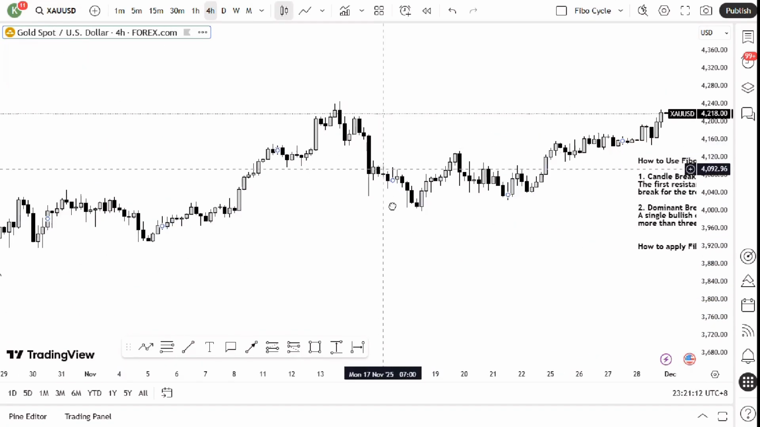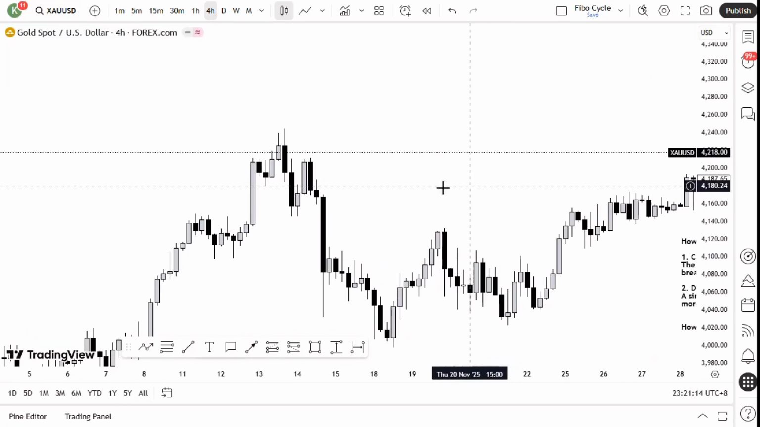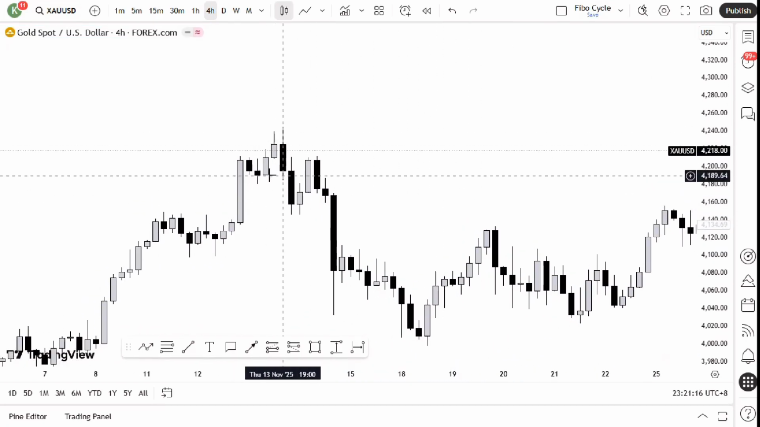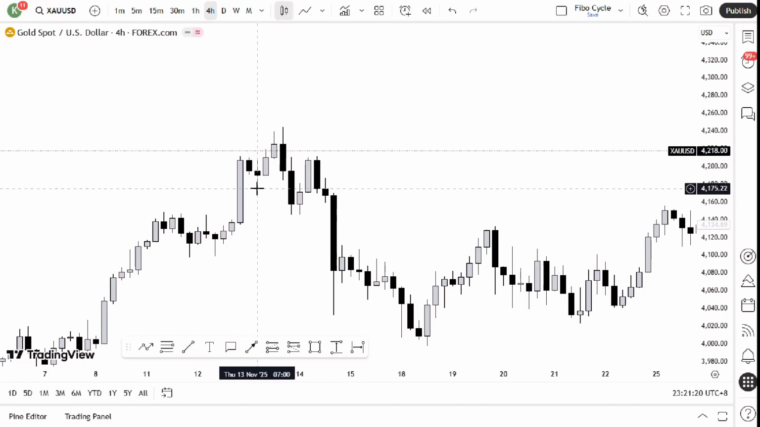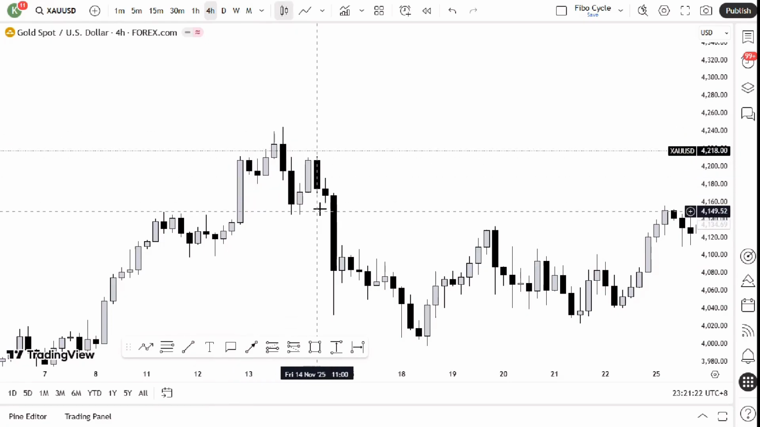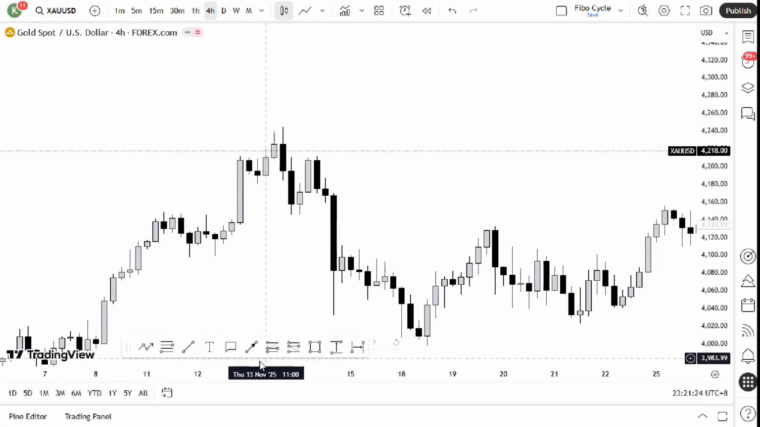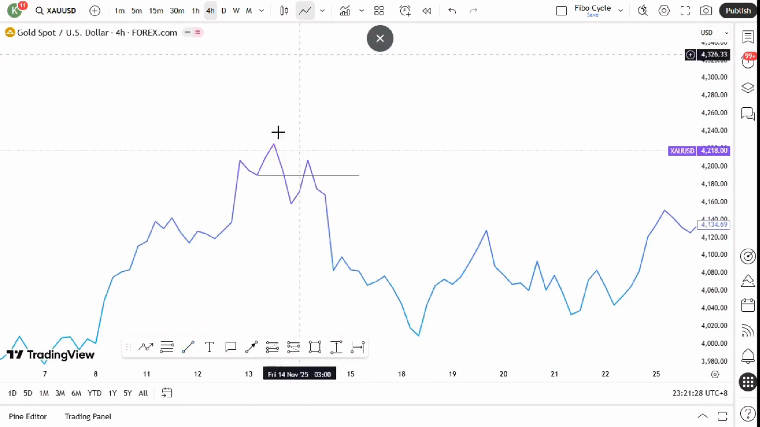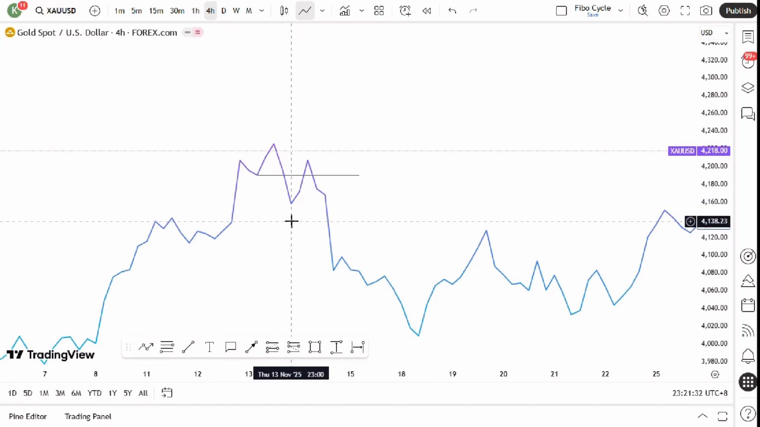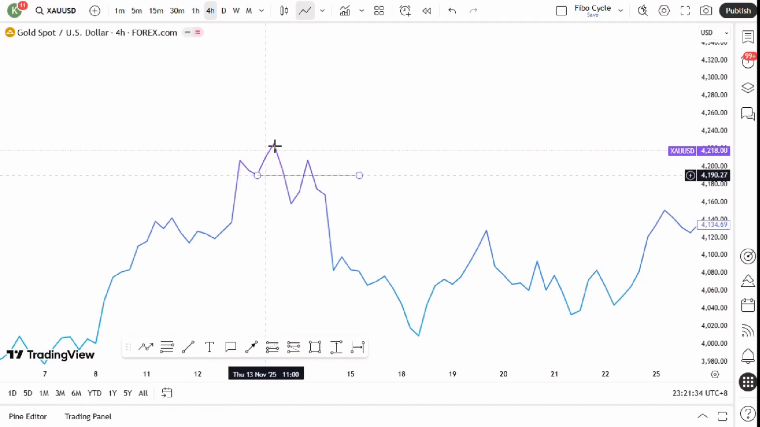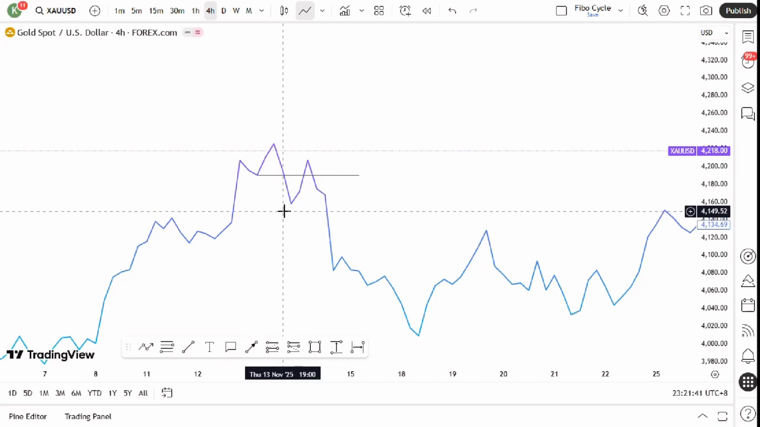If you look at the chart, for example, we can see that there is a bearish CB1 over here, because price formed a high, higher low, higher high, and a lower low, breaking the previous low. You can also see in the line chart: high, higher low, higher high, lower low, breaking the previous low. So this is a CB1 for the sell side.